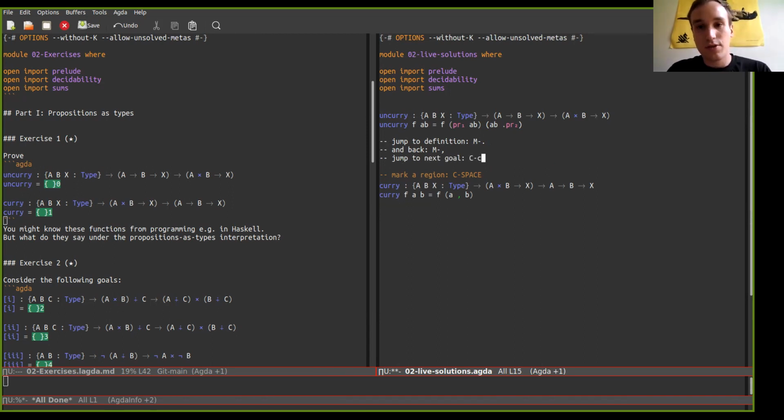Control C, and then Control F. Okay. I think those three are actually very helpful. Agda key bindings.